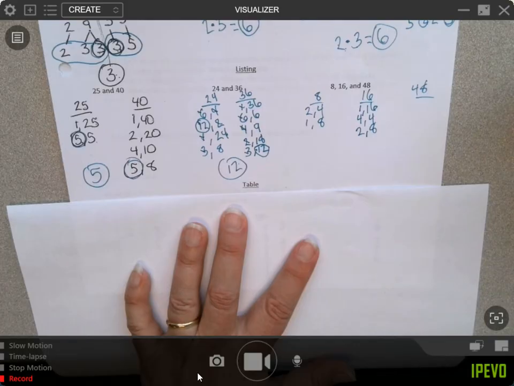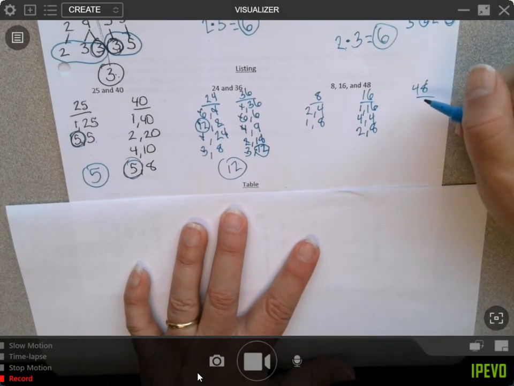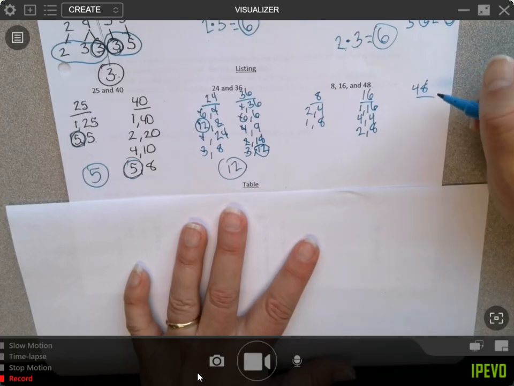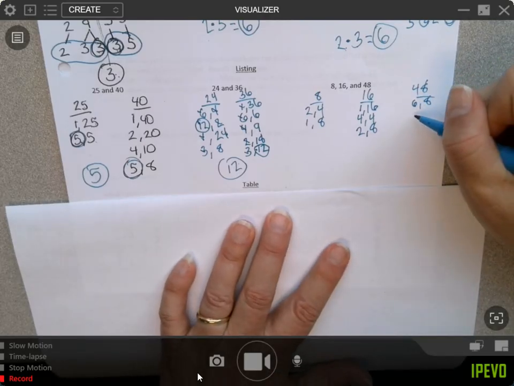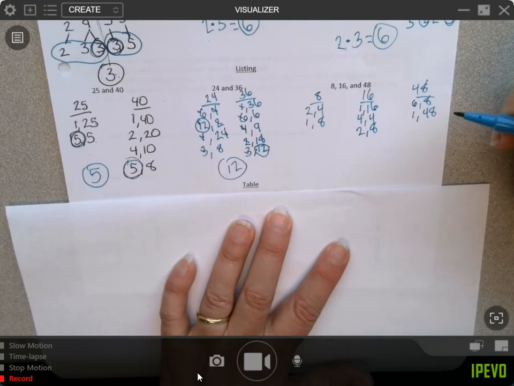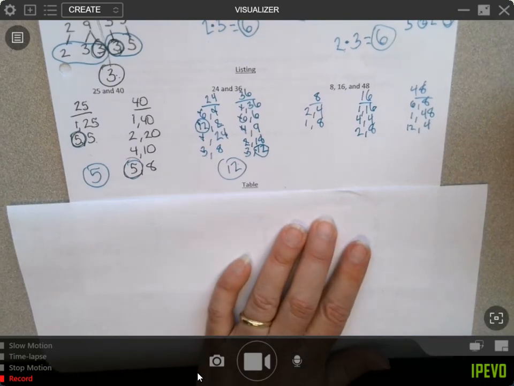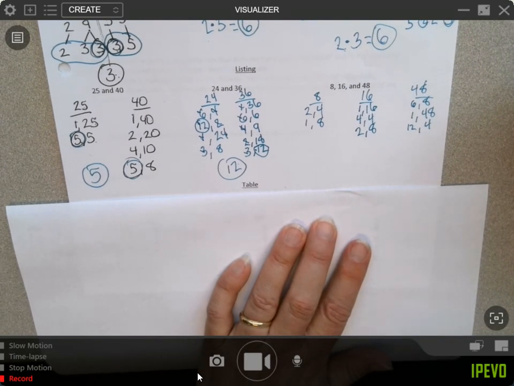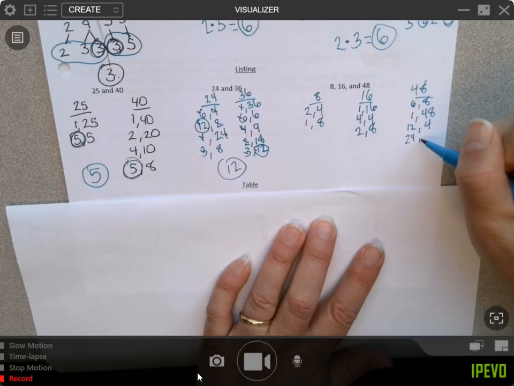What are my factor pairs for 48? Bennett? There's another one. No. Adeline? 6 and 8. What's another one? Emma? 1 and 48. What's another one, James? 12 and 4. What's another one? 48 is an even number. Hudson? 24 and 2.